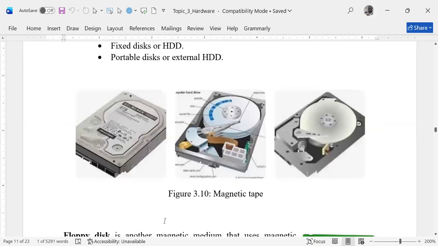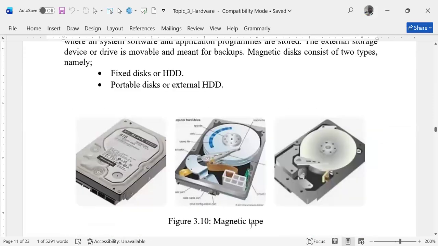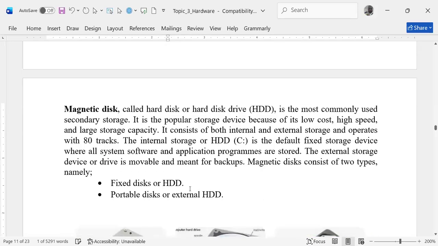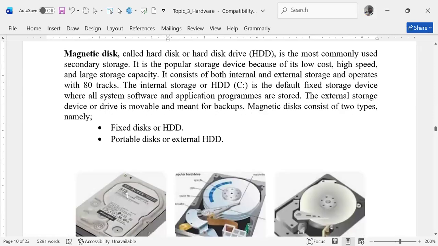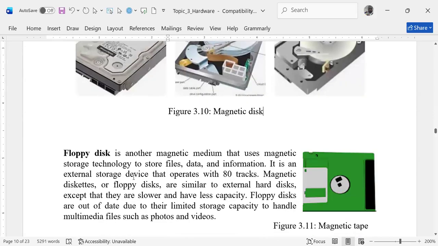And this hard drive, this magnetic disk, not tape, magnetic disk. This is a magnetic disk. The popular storage drive, the default storage drive on computers. So once you buy a computer, by default, you have this drive. Then later you can buy additional ones, etc.